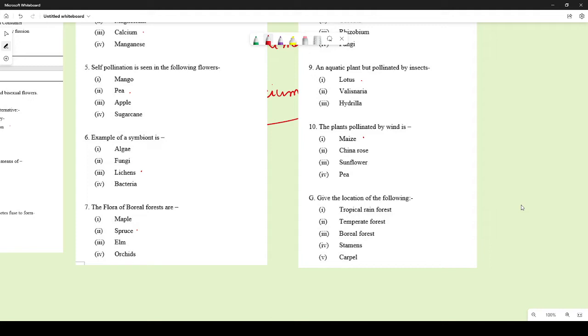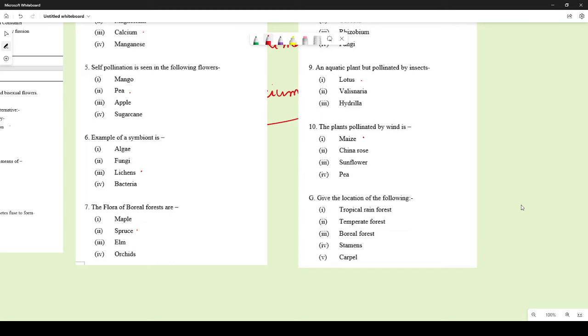Then if we talk about the temperate forest, what is mentioned in your book is just that they are found in the temperate regions of the earth. So you simply mention that they are found in the temperate regions of the earth. Now if we talk about the boreal forest, they are found in cold countries like Canada, Alaska, Sweden, Russia, Norway, Finland, Mongolia, Siberia, all those. So boreal forests are found in those countries.